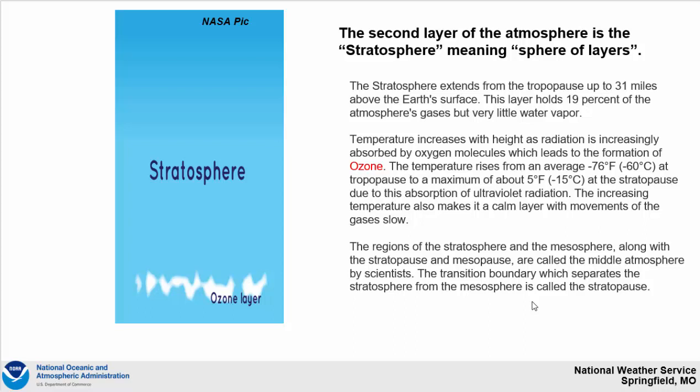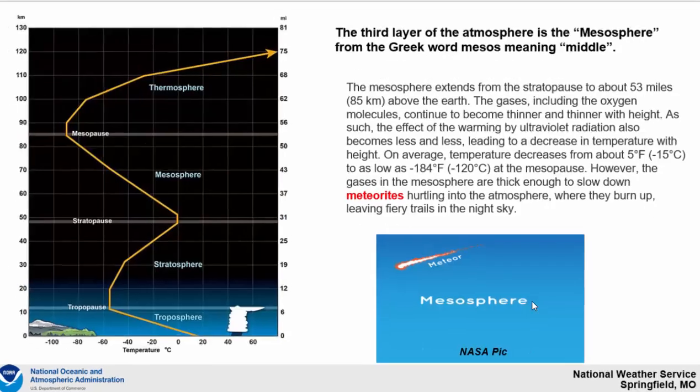The increasing temperature also makes it a calm layer with movements of gases slow. The regions of the stratosphere and the mesosphere, along with the stratopause and mesopause, are called the middle atmosphere by scientists. The transition boundary, which separates the stratosphere from the mesosphere, is called the stratopause.